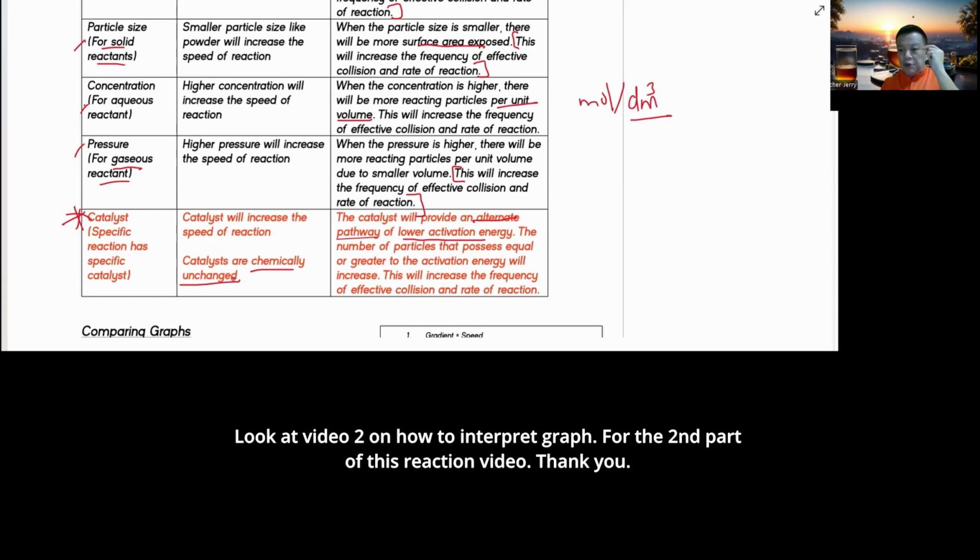Look at video 2 for how we interpret graphs, for the second part of this speed of reaction.